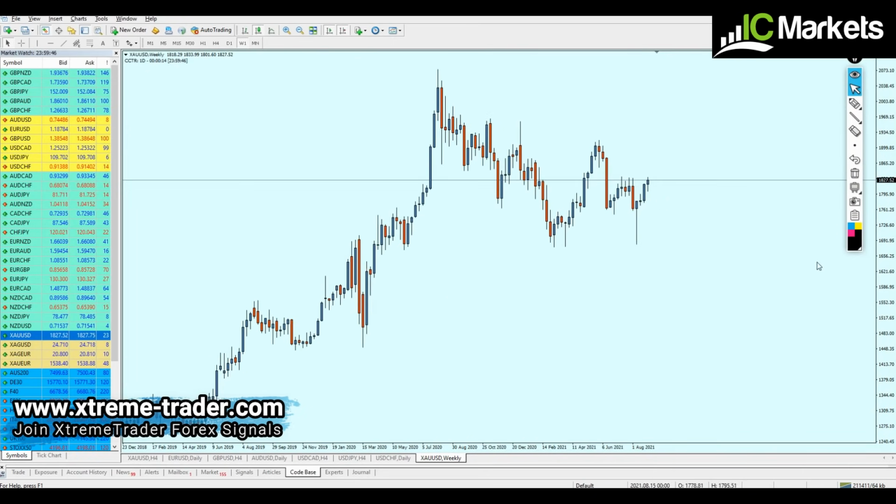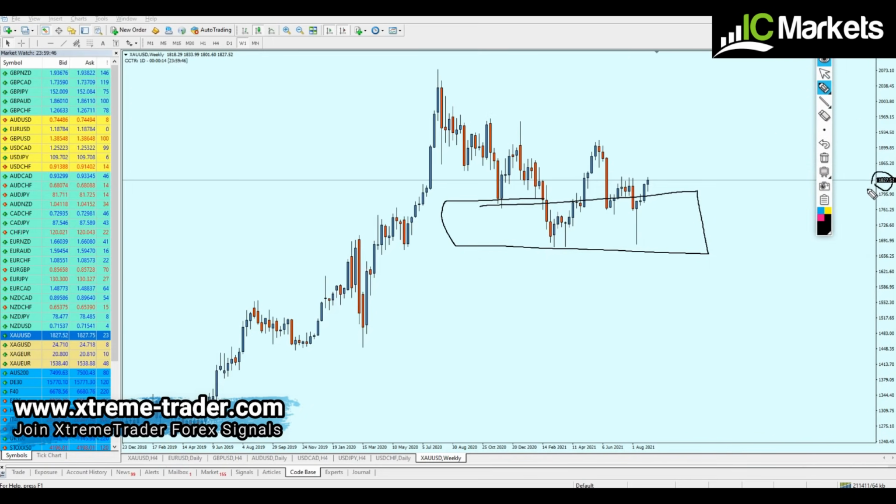Now, looking at the weekly chart, I believe no one has any doubt that the gold is going to be good for the buy for this week. It's very clear that the gold has faced a major rejection right here below 1800, and as I'm telling you always, as long as the gold is above 1800, we are going to look for the buy orders.